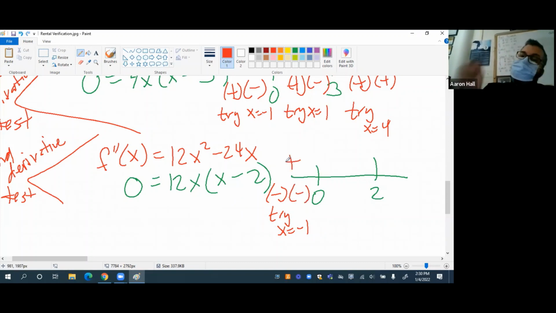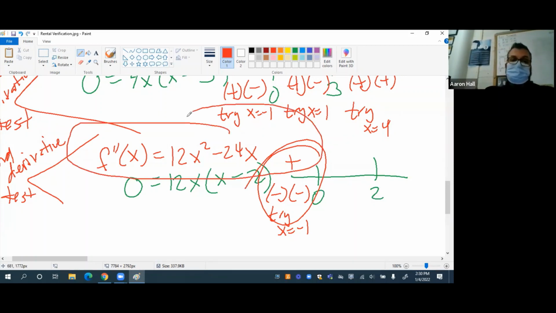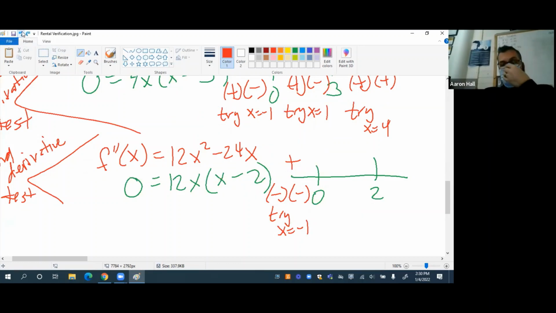A positive. What does that tell me that is happening with the graph on the left-hand side when x equals 0? It says concave up. It's telling me it's concave up here. That's what the second derivative test tells me is concavity, not the slope. So it gives me concave up. All right, let's test something. Let's test this side.